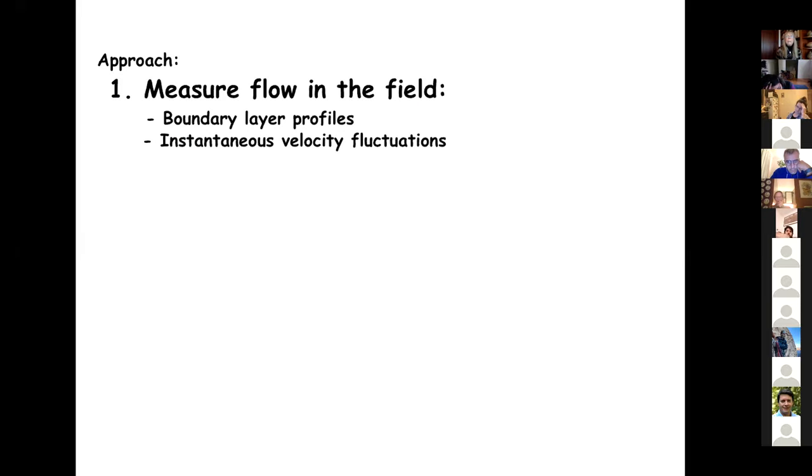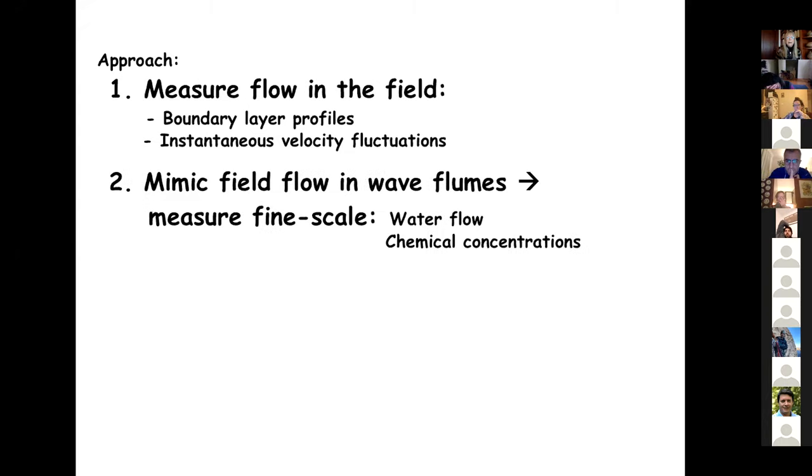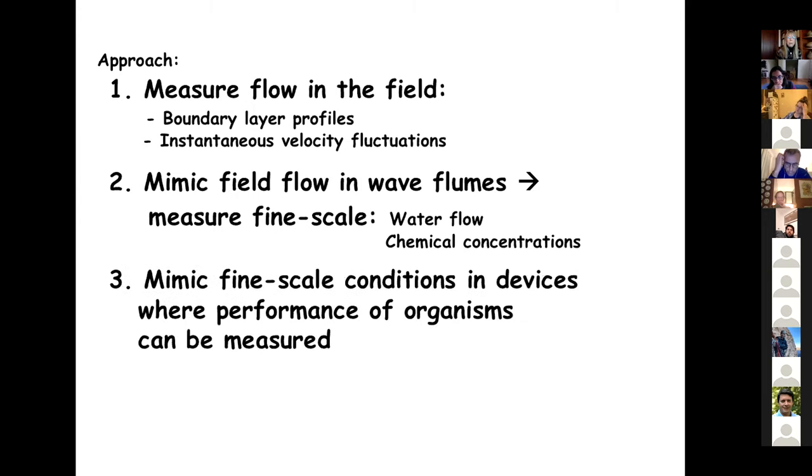So let me stop and remind you of the basic approach we've used in all these cases. The first thing is to quantify what the flow is like in the field. Then take those field measurements to the lab, and in big wave flumes, we replicate those field flow conditions. But in the flume, we're able to use things like PIV, planar laser induced fluorescence, or laser Doppler anemometry to measure fine scale flow.